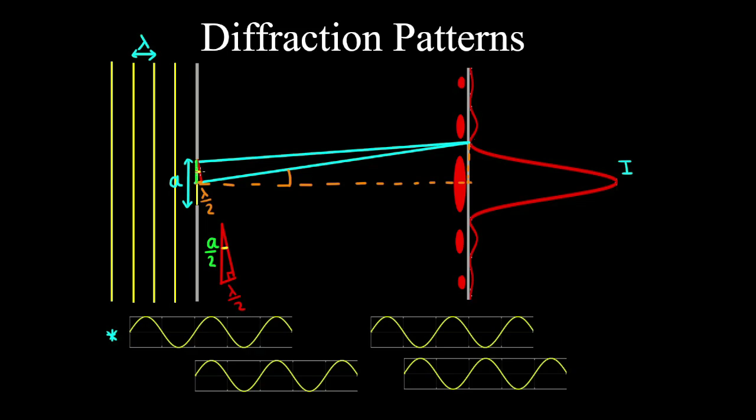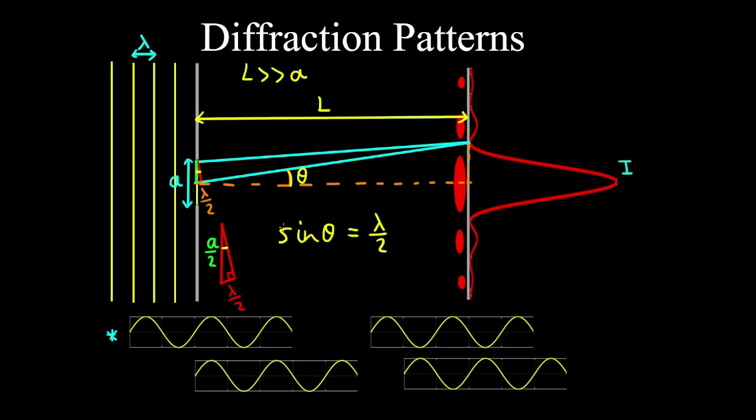And here we assume this angle theta is roughly equal to this angle theta, because the distance to the screen, being L, is quite large compared to the width of the aperture. So this angle is really going to be quite small. So now using trigonometry, we have sine theta is equal to the opposite, being lambda on 2, on the hypotenuse, being the width of the aperture on 2. So if we multiply through by a on 2, we get the following expression.